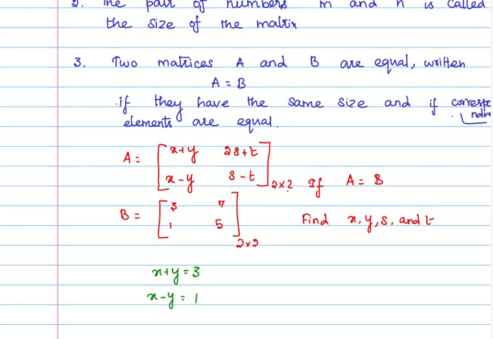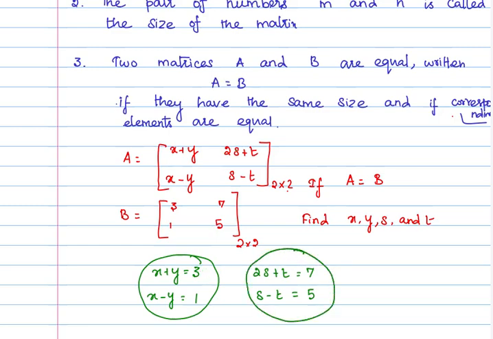Similarly, the first row, second column is 2s plus t equal to 7, and the second row, second column is s minus t equal to 5. So here we have two equations and two unknowns. Here also two equations, two unknowns. We can find the solution.